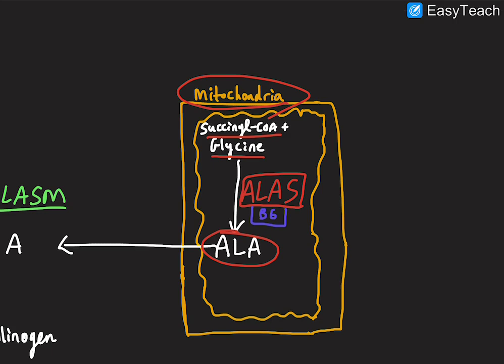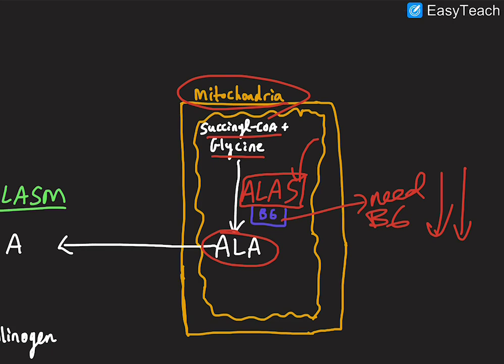Aminolevulinic acid is formed by the enzyme aminolevulinic acid synthase, ALA synthase, or ALAS for short. Now, it's really important to know that this enzyme needs vitamin B6 to function. So of course, if you have a vitamin B6 deficiency, this enzyme won't be able to function and you won't be able to do protoporphyrin synthesis. That's really important to know.